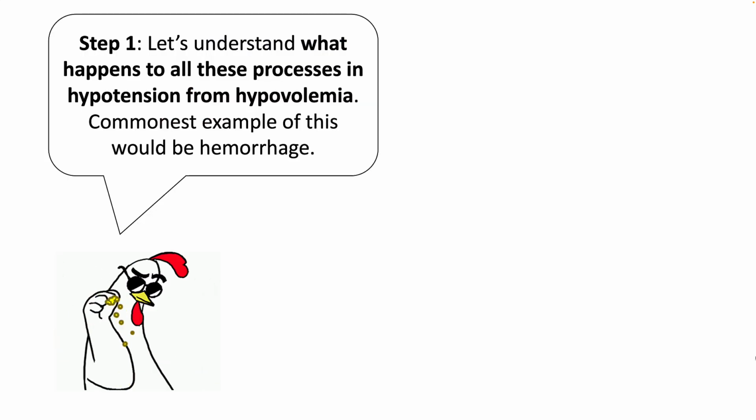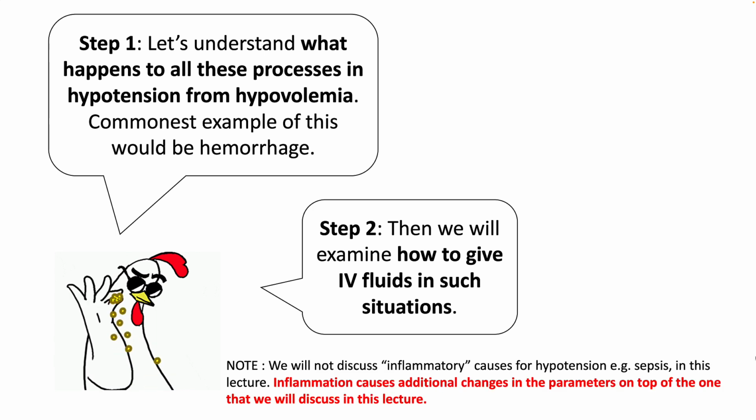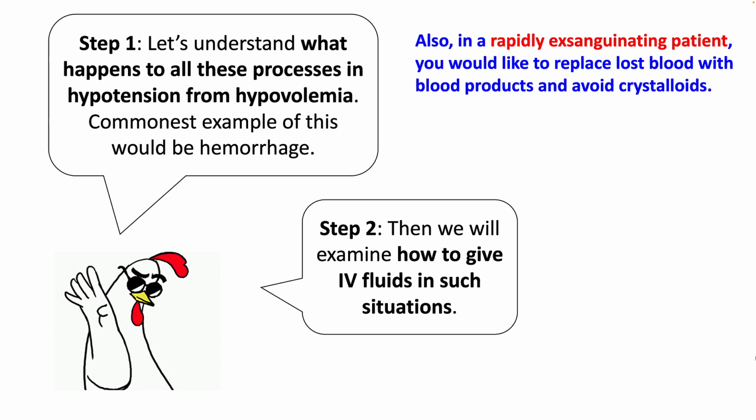So in this lecture, we'll understand what happens to all these processes in hypotension from hypovolemia, for example, in hemorrhagic shock. And then we'll learn how to give IV fluid in these situations. We'll not discuss the inflammatory causes of hypotension, for example, sepsis, as inflammation causes additional changes in the parameters on top of what we'll be learning today. Also, in a rapidly exsanguinating patient, you would like to replace lost blood with blood products and avoid crystalloid, for example, a patient with trauma.